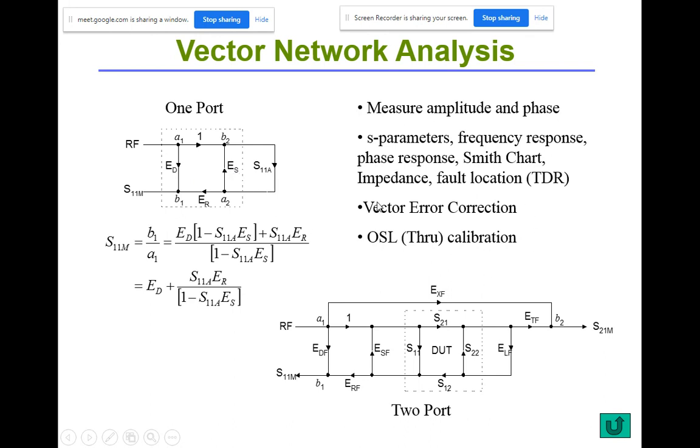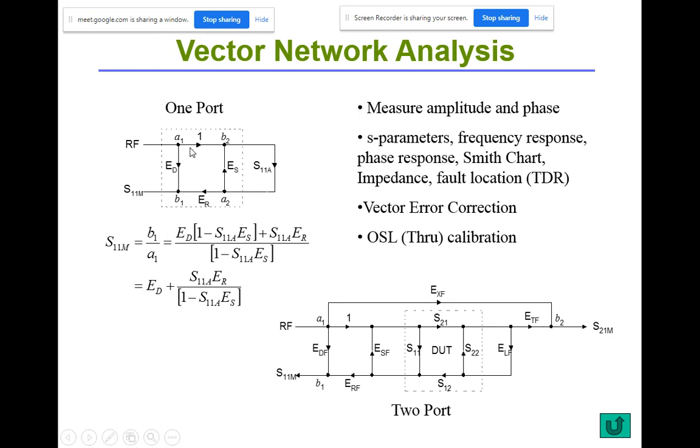All right, so that is what we call the calibration, vector network analyzer calibration. It involves measurement of known loads: open, short, and load. So assuming you already know ED, ES, and ER from the calibration process, now, how do we find S11A? As I said earlier, you need to know the relationship between S11M and S11A, using signal flow graph.